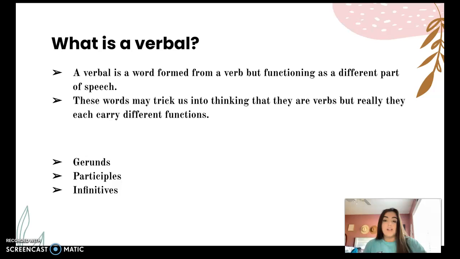So, what is a verbal? A verbal is a word formed from a verb, but functioning as a different part of speech. These words may be functioning as adjectives, nouns, adverbs, or etc. These words may trick us into thinking that they are verbs, but really they each carry different functions. These include gerunds, participles, and infinitives, like we just said.